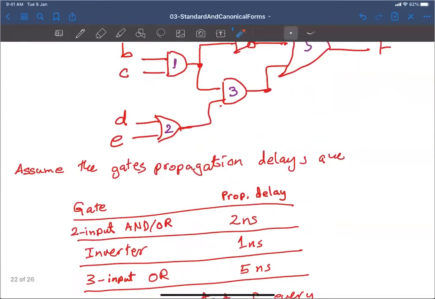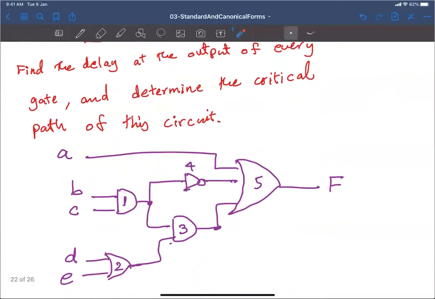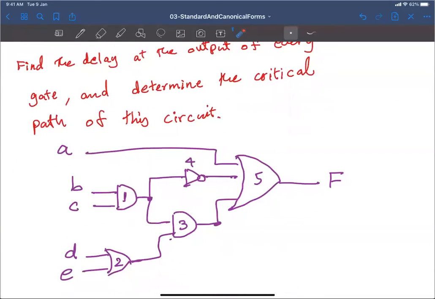I have drawn the circuit below here, and at the beginning we have to assume that the input signals are available from time 0. They are available without any delay. So I'm going to reflect this fact by marking every input by 0 here. Every input has 0 delay. I'm not saying 0 as logic 0, no, it's 0 nanoseconds.